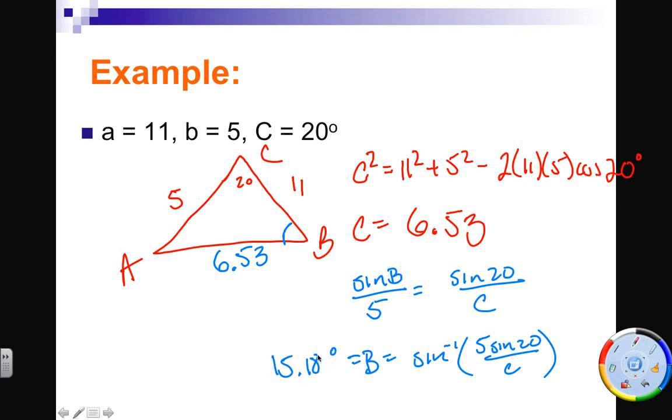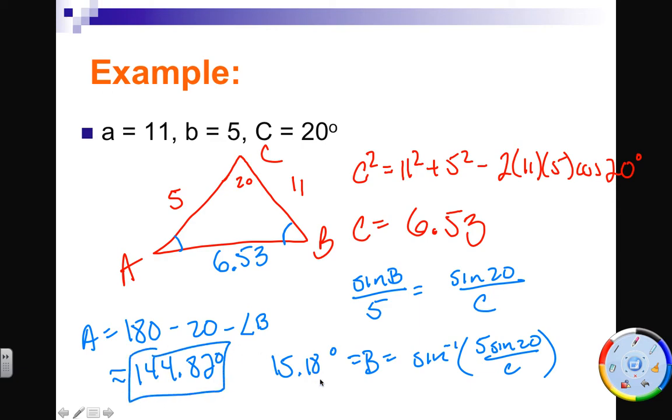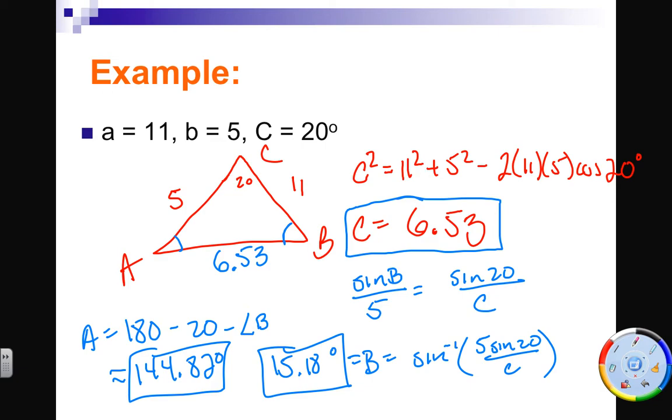degrees. And then all I have to do is 180 minus 20 minus that answer. Angle A is 180 minus 20 minus angle B, and I get approximately 144.82 degrees. Remember to do accuracy here. Use good accuracy, very, very accurate, okay? So use the store button on your calculator or use the ANS button on your calculator.